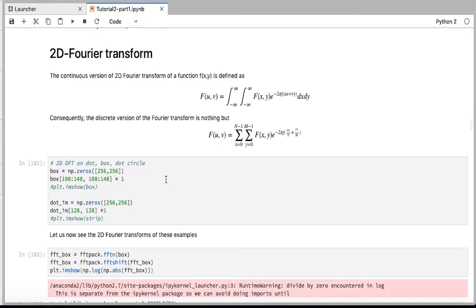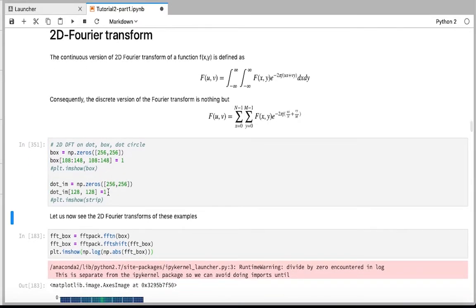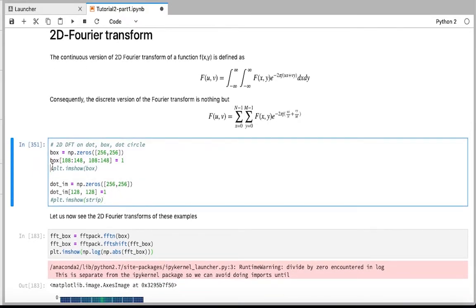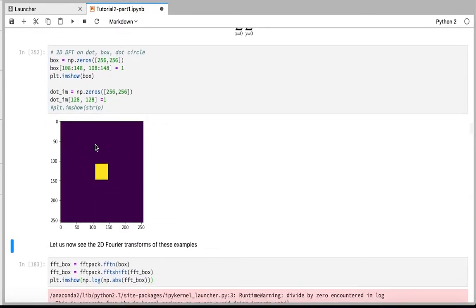Now let's generate some toy images and see how the Fourier transform changes them. We're generating a box. Just a second, I'll show you. What do you expect the Fourier transform of this to look like?